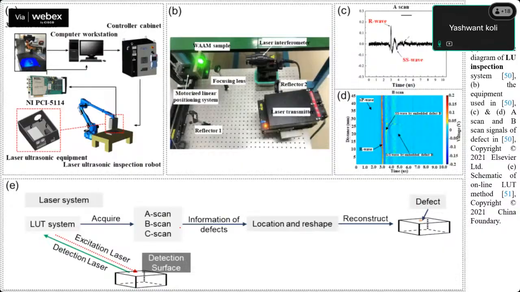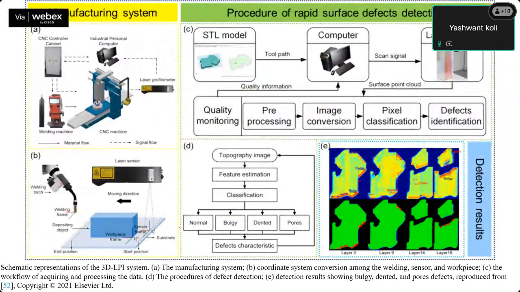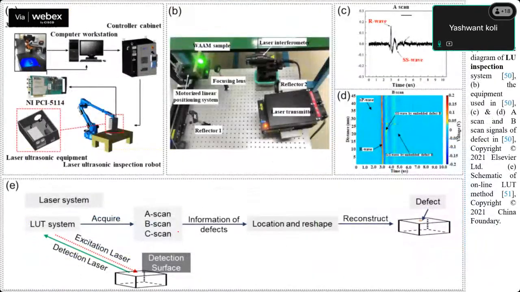And then this is a schematic diagram of LU inspection, and this is 3D LPI. LU is laser ultrasonic testing. LUT is a promising non-contact method for detecting welding defects during fabrication. It is suitable for high temperature and confined environments. For high temperatures, we generally use these because other methods will have some problems related to thermal issues.